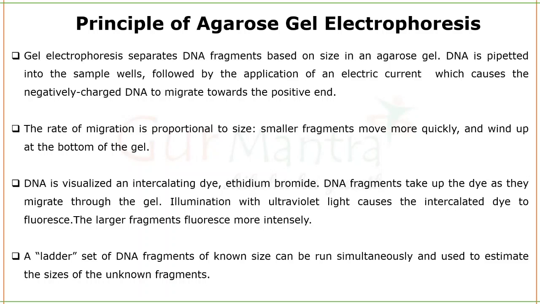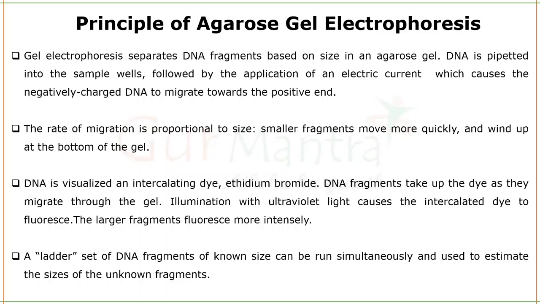And where do you put this ethidium bromide? You will put this ethidium bromide in the gel. While you are preparing the agarose gel electrophoresis, you will put ethidium bromide. After you have melted the agarose, you will simply put the ethidium bromide in the agarose and you will directly use it.